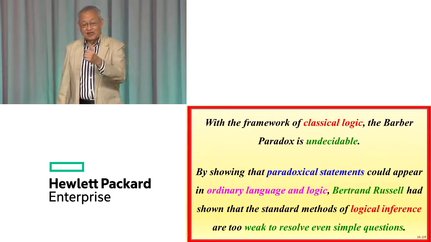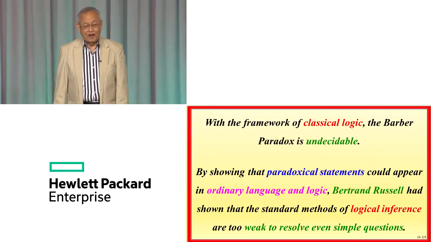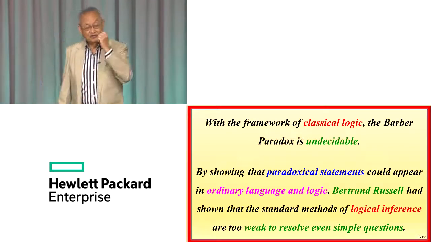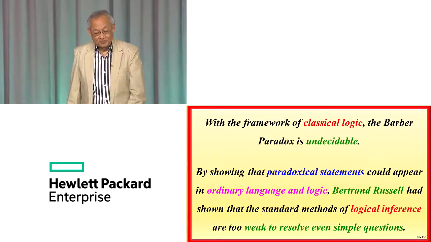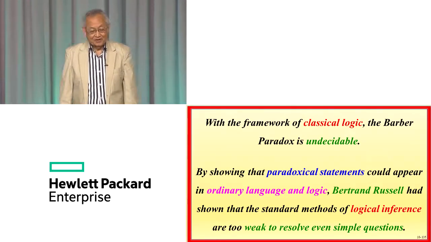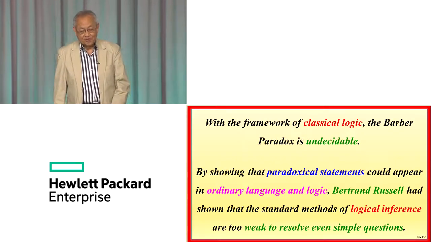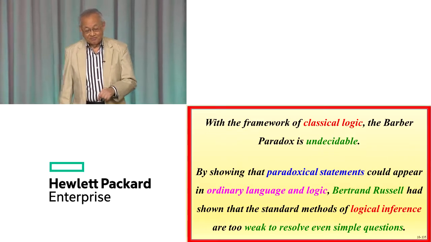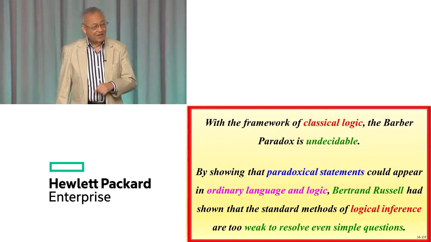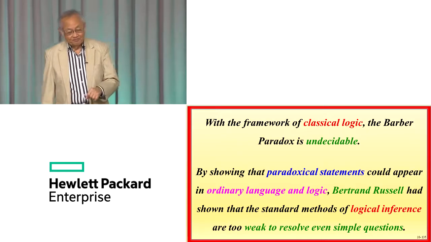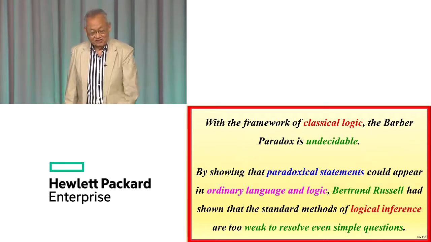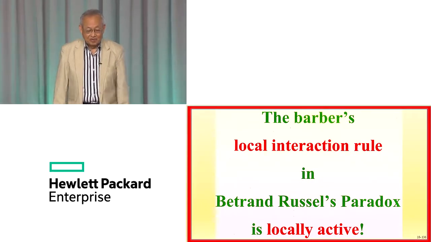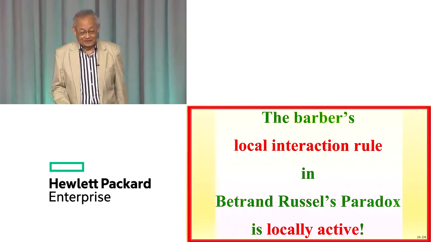Within the framework of classical logic, the Barber's paradox is undecidable. That's Bertrand Russell's famous result. By showing that paradoxical statements could appear in ordinary language and logic, Bertrand Russell had shown that the standard methods of logical inference are too weak to resolve even simple questions. The Barber's local interaction rule in Bertrand Russell is essentially locally active.